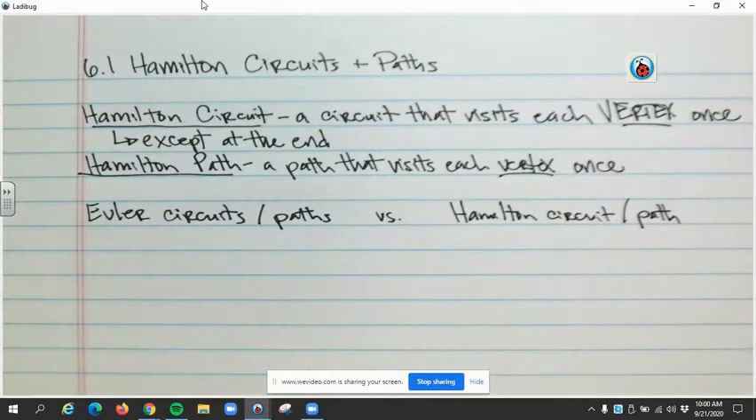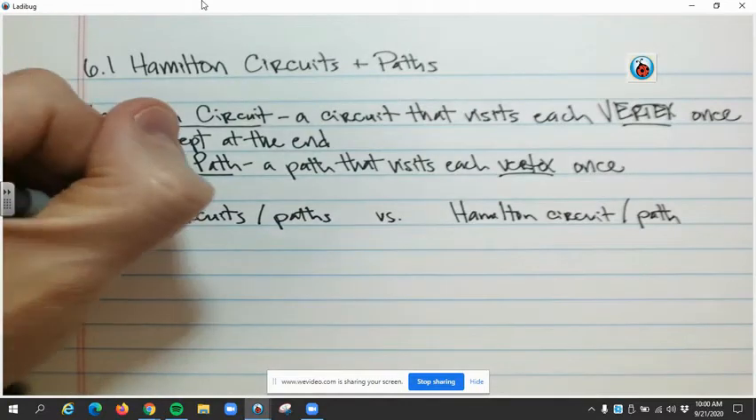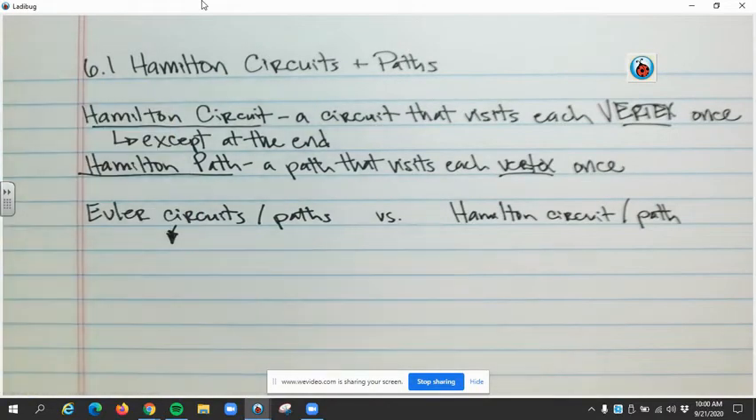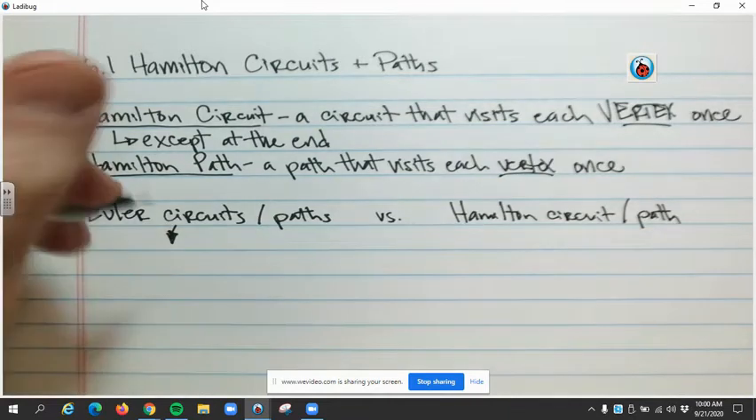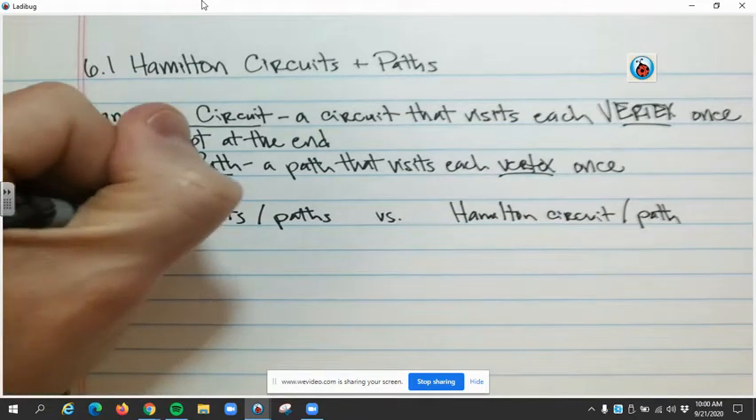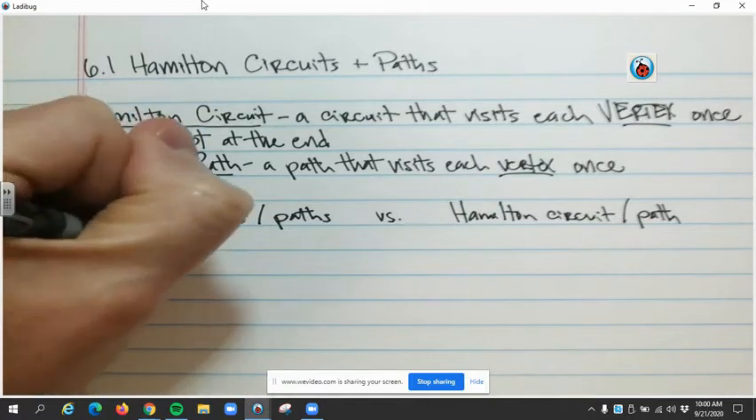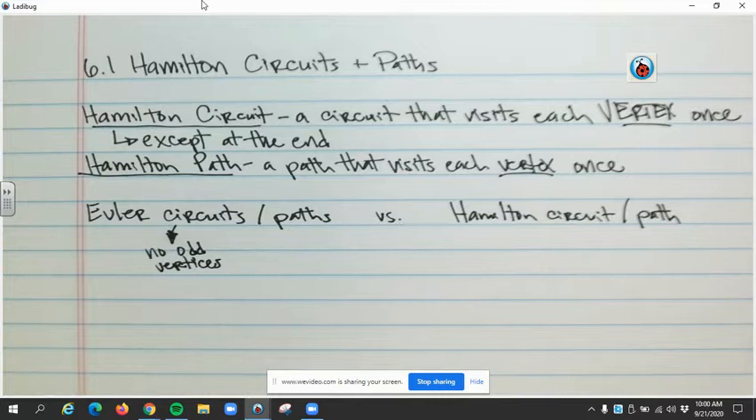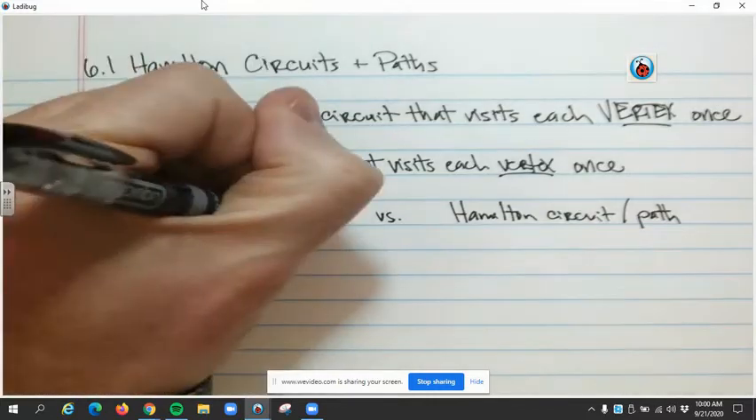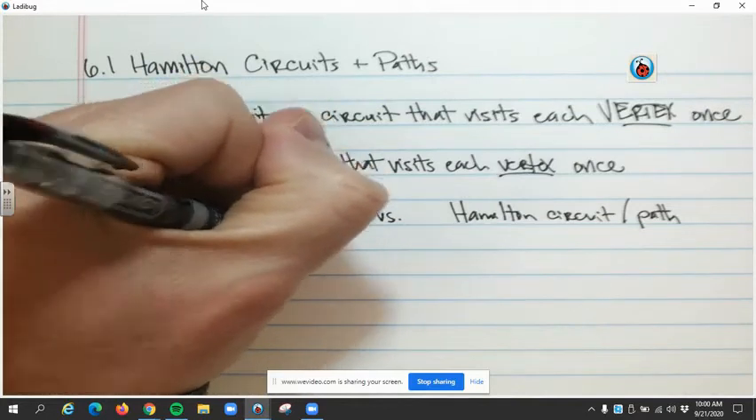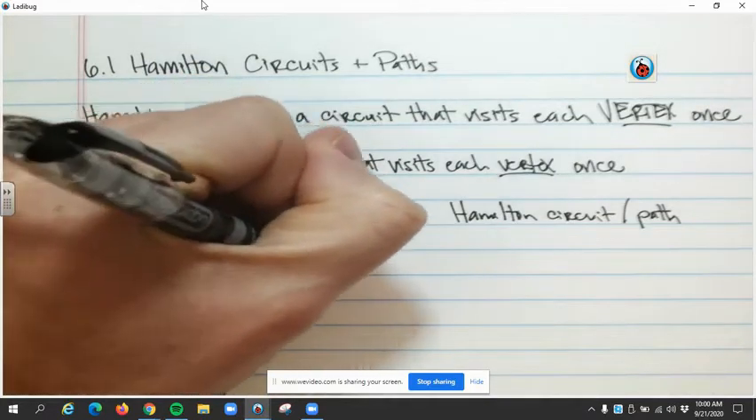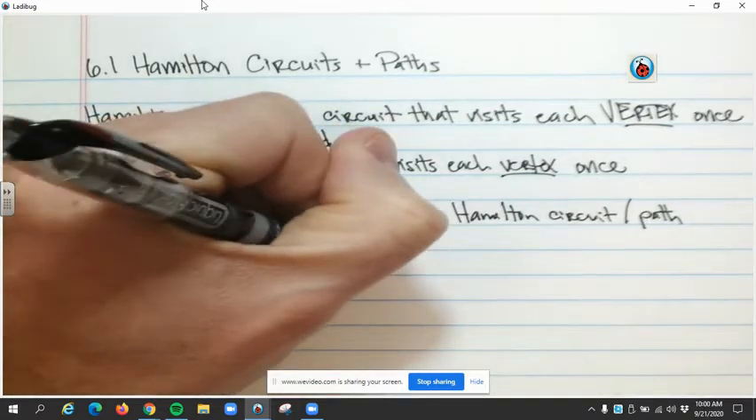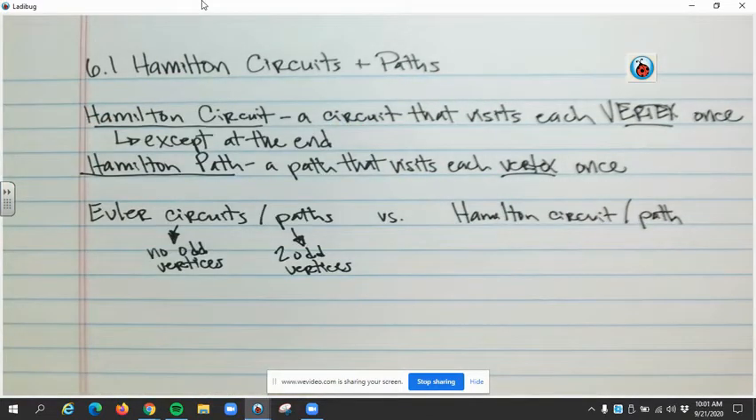All right, so with an Euler circuit, remember, in order to be an Euler circuit, what does it have to have? Hopefully you just said in your head that it has to have no odd vertices. All your vertices are even. What does a Hamilton path, or excuse me, an Euler path have to have? Hopefully you just said in your head it has to have two odd vertices. Whenever you start at one and you finish at the other. A little recap from last section.